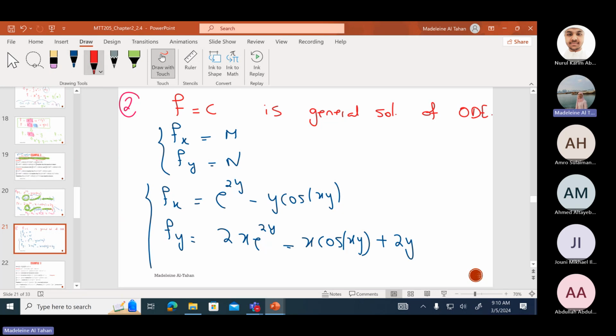Now, to get rid of this x, we should integrate with respect to x. And to get rid of this y, we should integrate with respect to y. Remember, when we integrate with respect to x, the constant that we will get is with respect to y. So we'll write c(y) or g(y) or whatever. And when we integrate with respect to y, we'll get a constant with respect to x. So we'll write it as g(x) or h(x) or whatever.